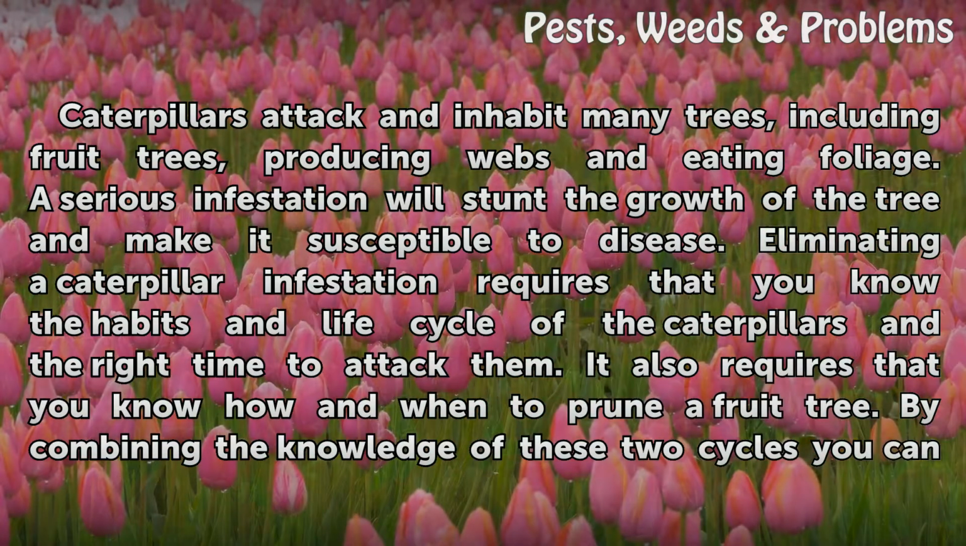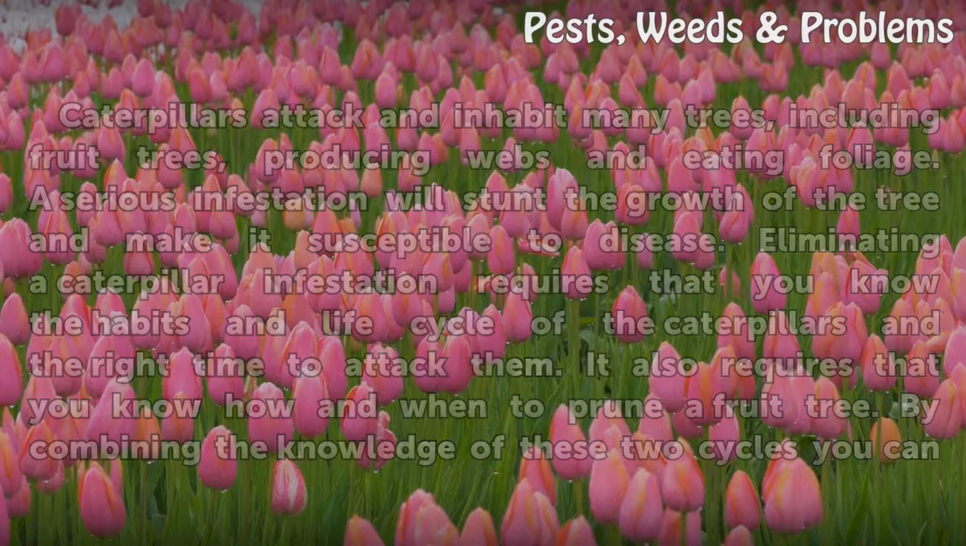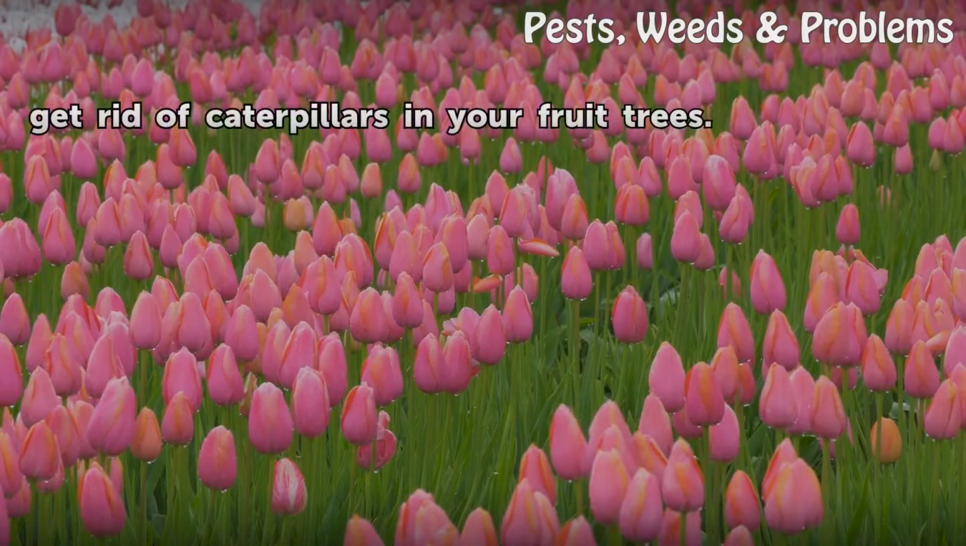Eliminating a caterpillar infestation requires that you know the habits and life cycle of the caterpillars and the right time to attack them. It also requires that you know how and when to prune a fruit tree. By combining the knowledge of these two cycles, you can get rid of caterpillars in your fruit trees.